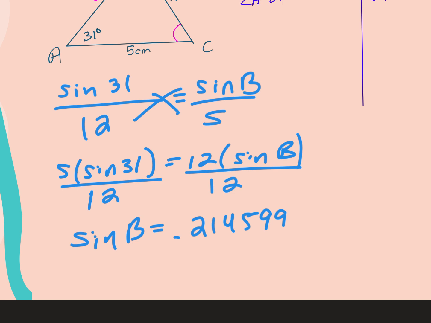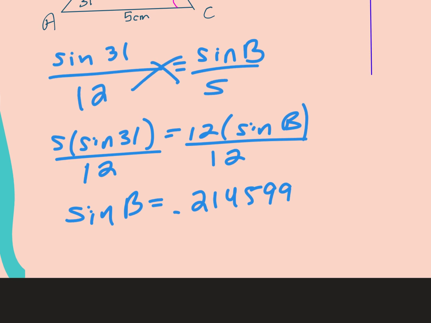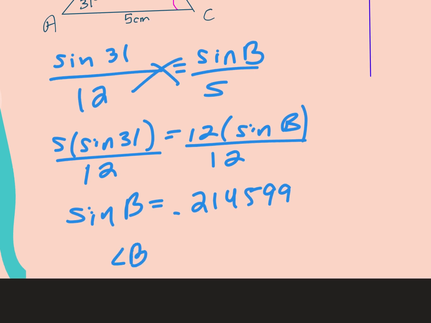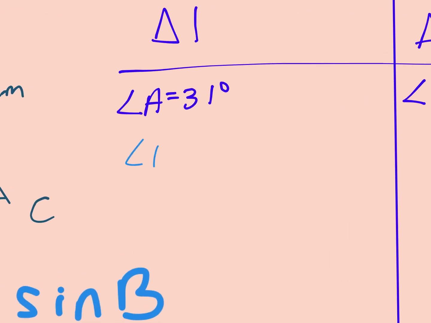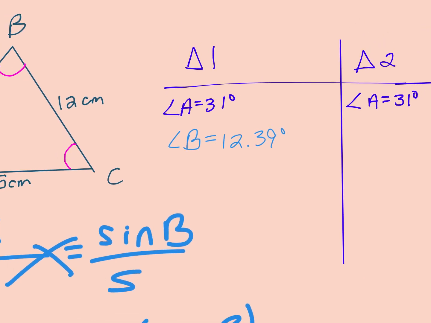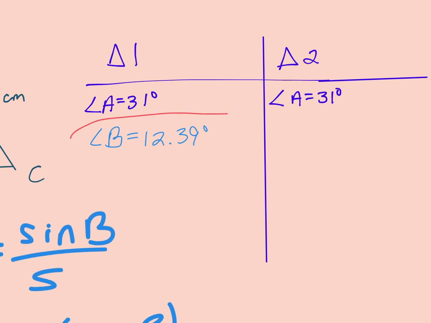So second sine, second answer. How big is my angle? 12.39. So angle B is 12.39 degrees. Put your degree symbol. So I'm going to come up here and say angle B is 12.39 degrees. Could I go ahead and figure out what angle C is? Yeah, but let's just check to see if there's even a second triangle that we have to worry about.